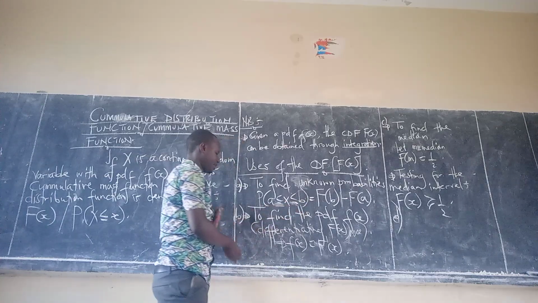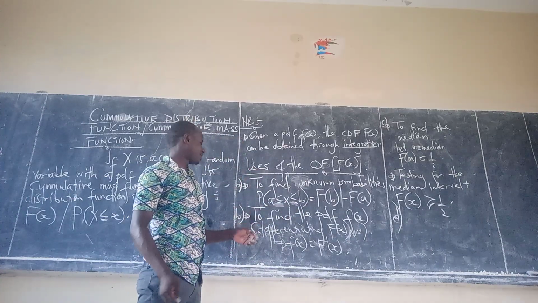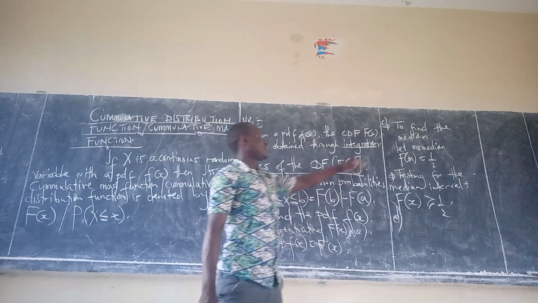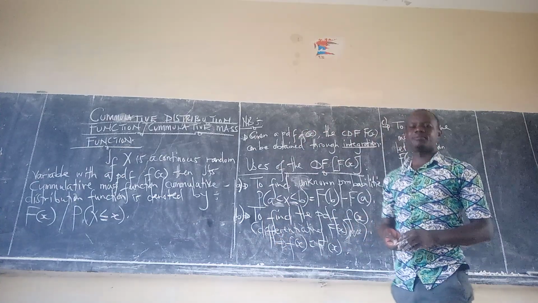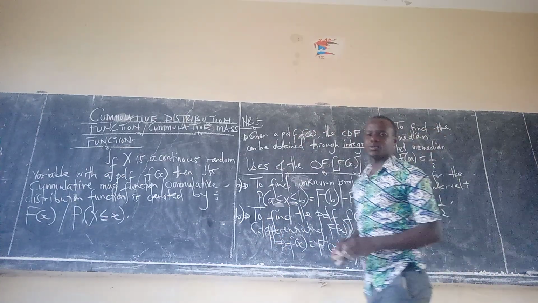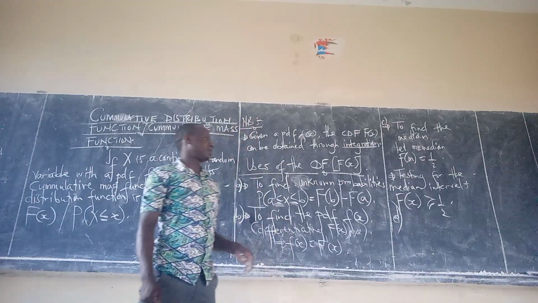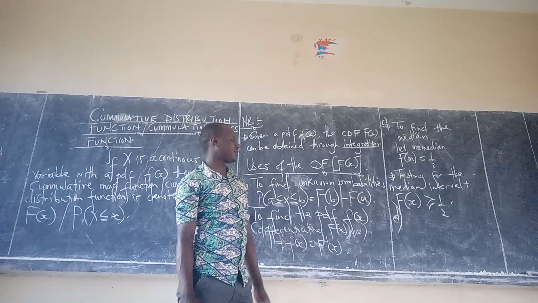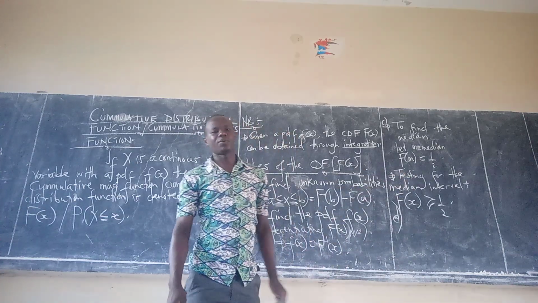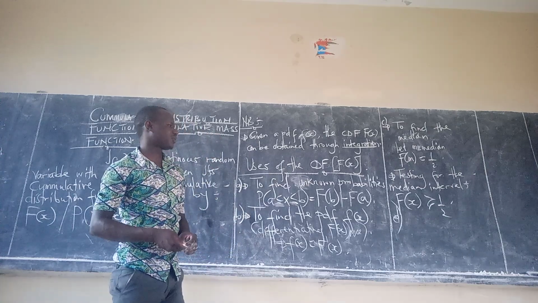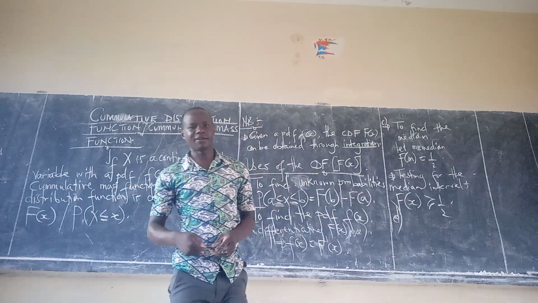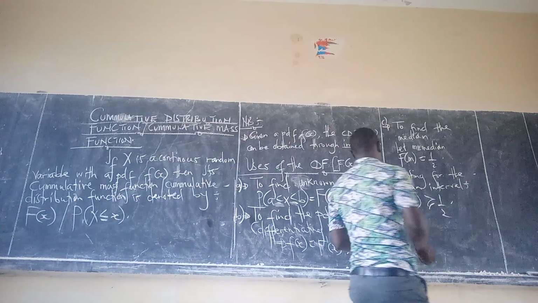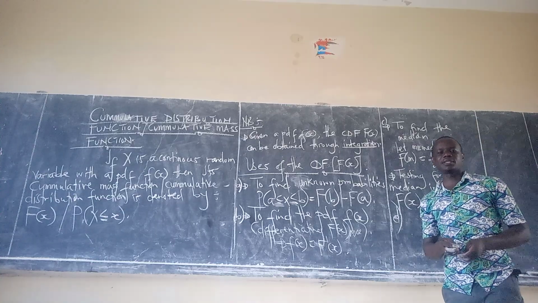In part B, we have said that you can use the CDF to find the PDF. That is when you differentiate the CDF once. In part C, we can use it to find the median. And we have said that if you want to use it to find the median, then capital F of M must be a half. So to get the interval that we use to get the median, it will be that interval whose capital F of X is at least a half, as we are going to see in the example.